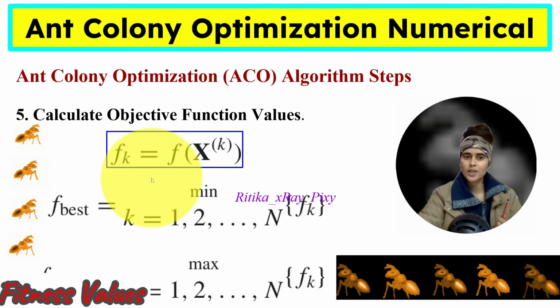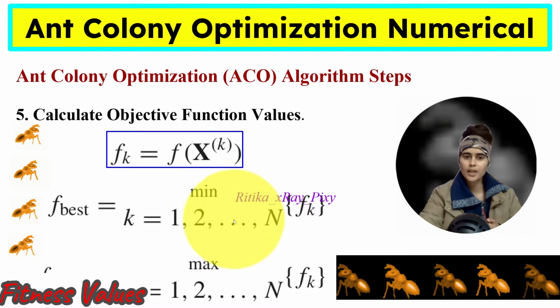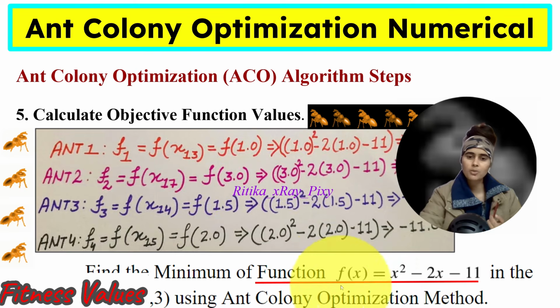Now we will calculate the objective function value here, and then we will select the best and the worst value. We will consider the minimum value as the best value and maximum value as the worst value, because we are doing minimization here. So now we will use this function and find out the value for each ant.